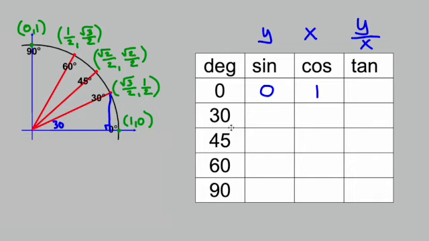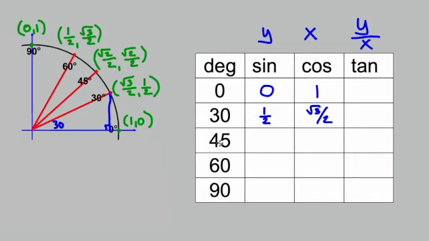We'll worry about tangent in a minute here. Let's continue the process here. So for sine at 30 degrees, it will be 1/2. And if you were to try this right now in your calculator, try sine 30 degrees, and I bet you get 0.5, which is what 1/2 is. If you were to do cosine of 30 degrees, it's going to be the x, so that's going to be square root of 3 over 2.